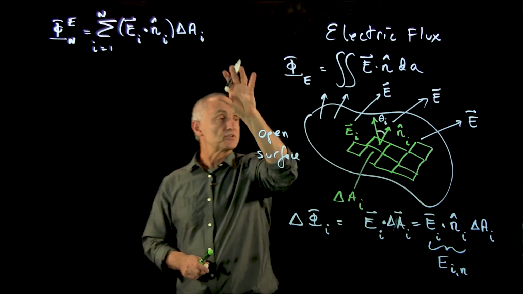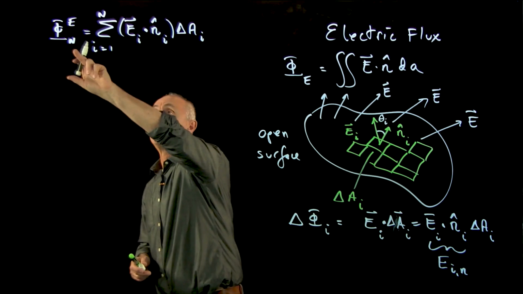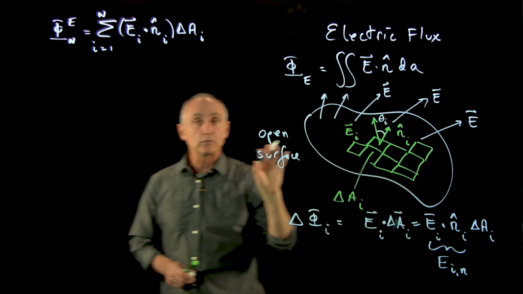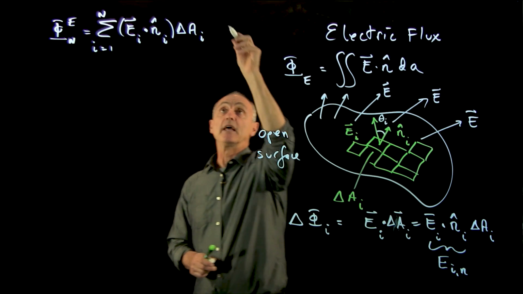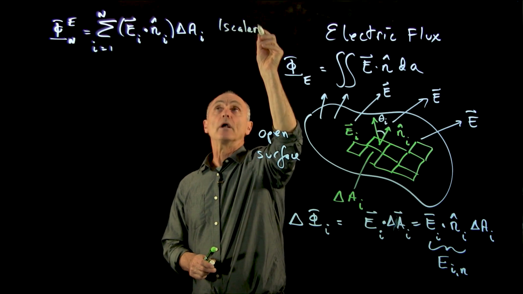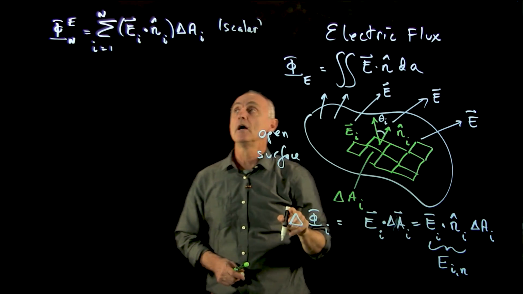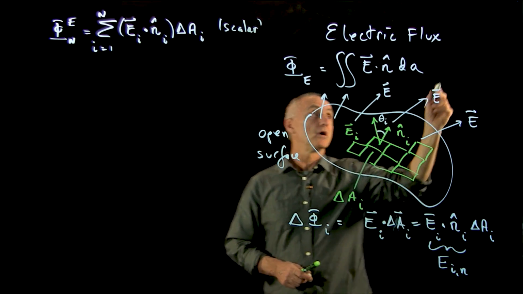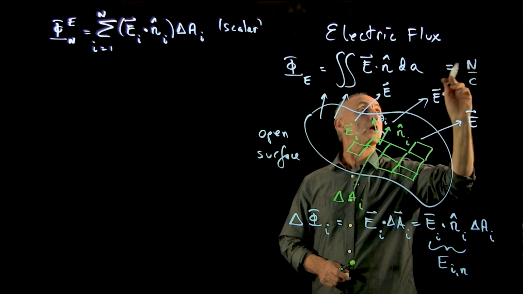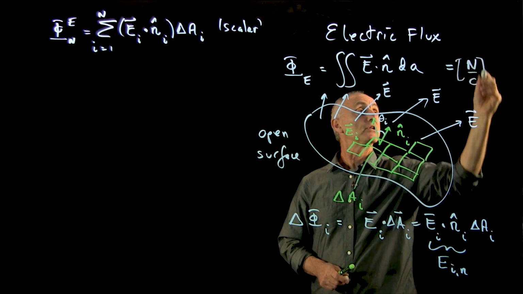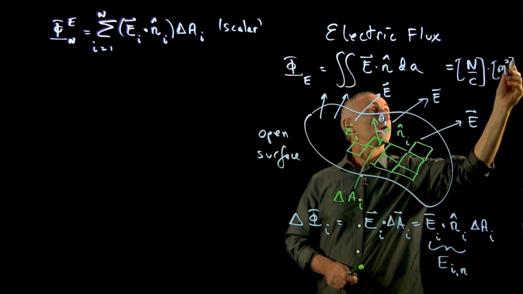Now, obviously, this sum will depend on how I make this grid of patches, and in fact, the size of n. So what we would like to think of is for each value of n, we get a number. This is a scalar quantity. It's not a vector quantity because we're taking a vector dotted into another vector, which gives us a scalar. And by the way, the units here are the units of the electric field, which remember is newtons per coulomb, times meters squared.